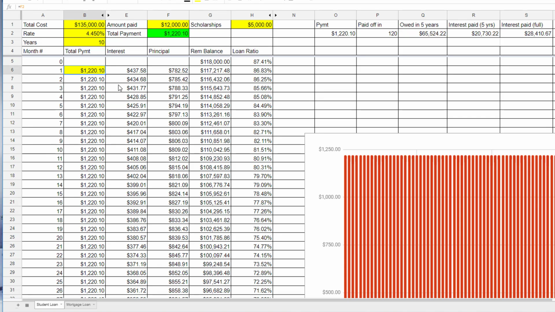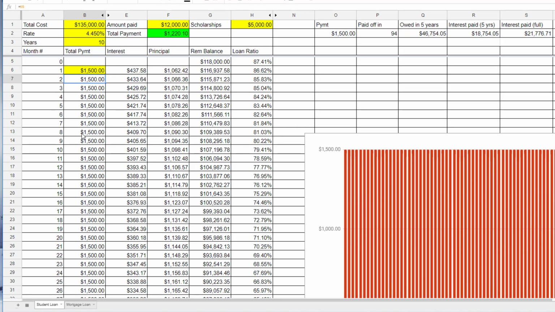You could say, what would happen if I paid $1,500 every month? And it will automatically update, allowing you to see what happens if you paid a little extra. Remember, the extra doesn't change the interest, which is always calculated on remaining balance, but it does increase the amount going to principal, which will reduce the remaining balance of the subsequent months.